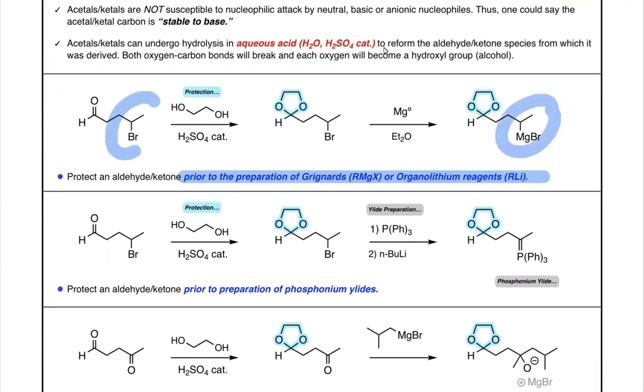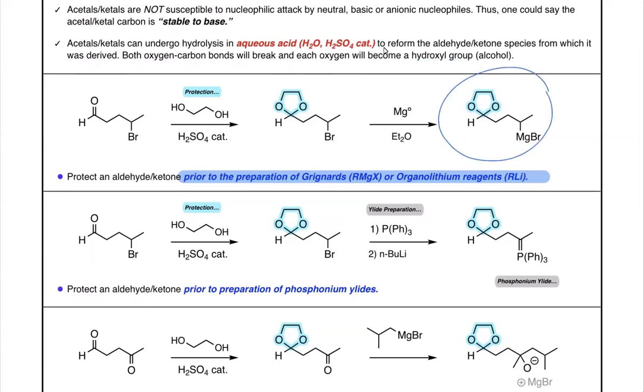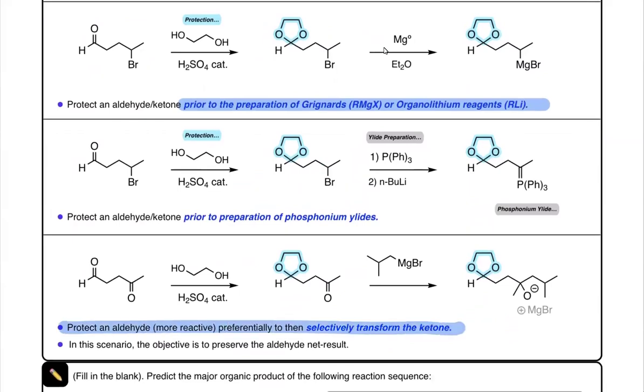If I wanted to generate a Grignard from that structure, I have to first protect the aldehyde, reacting with my 1,2-diol and catalytic acid, and then I produce my Grignard. We would then use our Grignard to attack something else. Once we're done with that, we could deprotect. And we already talked about this scenario here, where we could protect the aldehyde to then selectively react at the ketone. The aldehyde is protected preferentially because it's more reactive. We could then do our reaction at the ketone and eventually do the workup and then later deprotect.